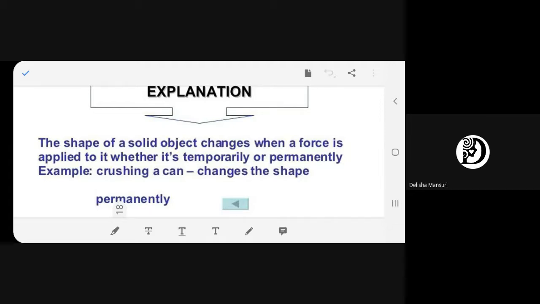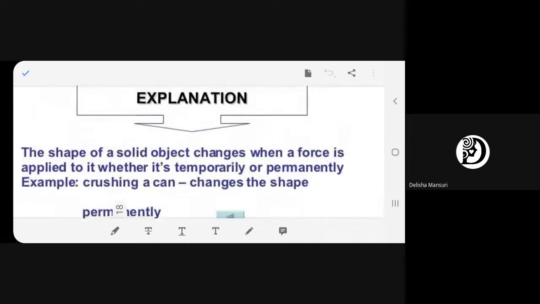Explanation. The shape of a solid object changes when a force is applied to it, whether it's temporarily or permanently. Example. Crushing a can changes the shape. How? Permanent. Exactly. It changes the shape permanently.